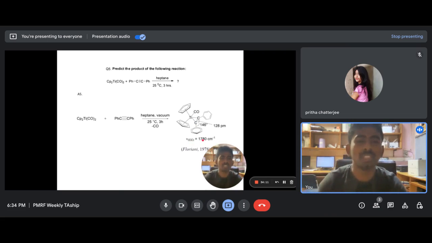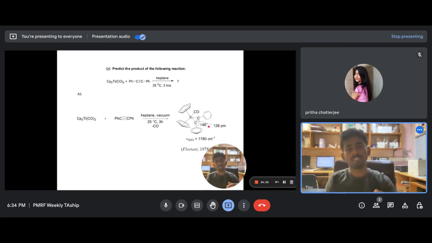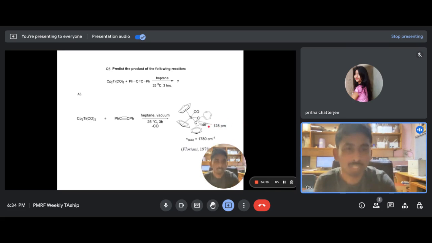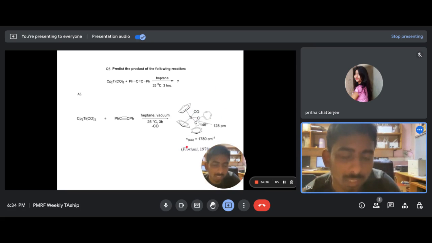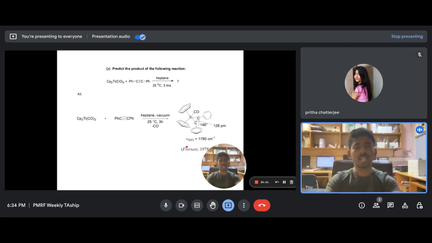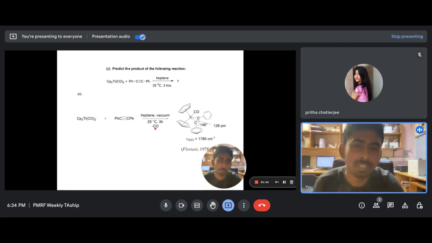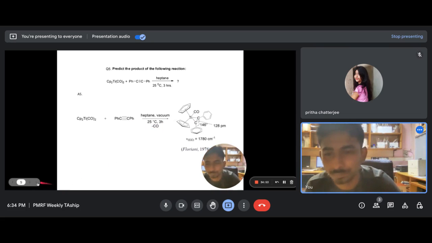That's why this CC stretching is in the range of 1780 cm inverse. So you see the CC bond order has dropped here. That's why the bond length is again short. The bond length is 128 picometers, not even close to the standard of a normal CC triple bond. This is not in the state of a CC triple bond because it is totally bound to the titanium center. This specific example is also taken from Floriani. The work was done in 1978. Here also you can see this alkyne complex is getting formed with concomitant release of neutral CO.